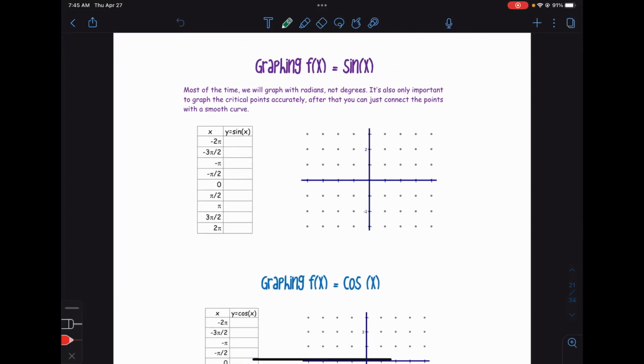Everyone! Today we are going to go over how to graph sine and cosine. Before we get to graphing, we're going to find coordinate points to graph, and we're going to use the unit circle to help us.